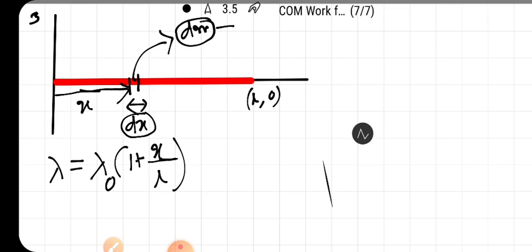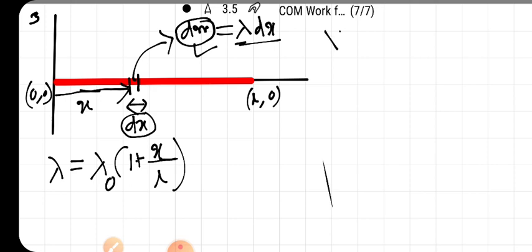So dm will be equal to lambda into dx, which means mass per unit length into the length of the element. So we have considered dm as the mass of the element, and we take this end as the origin. Now we have to calculate the center of mass.